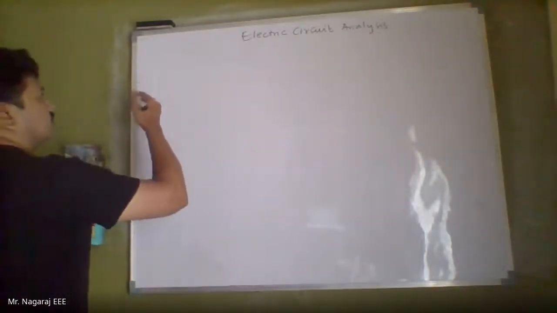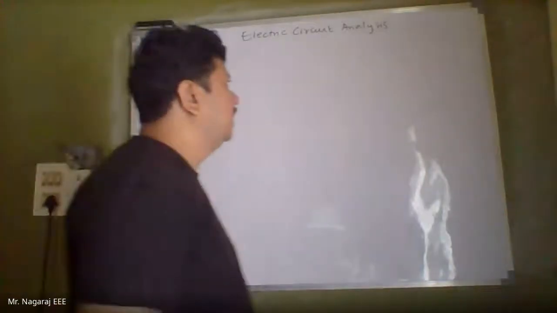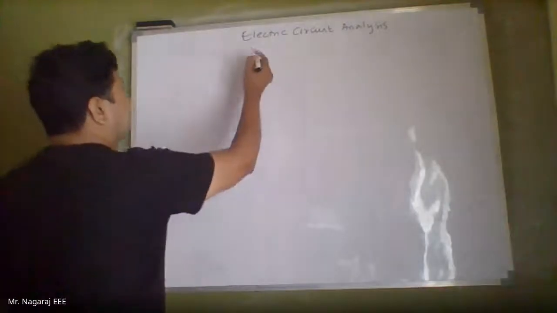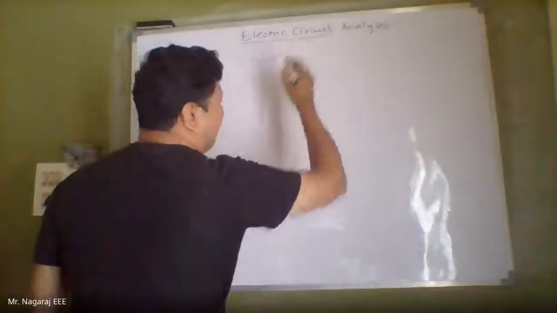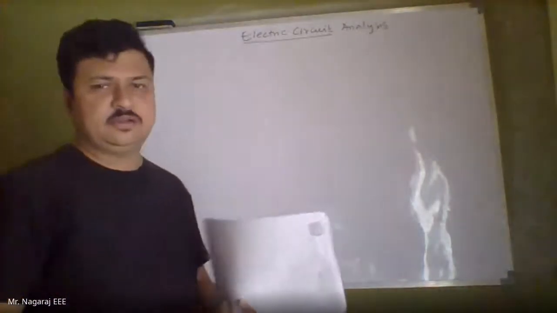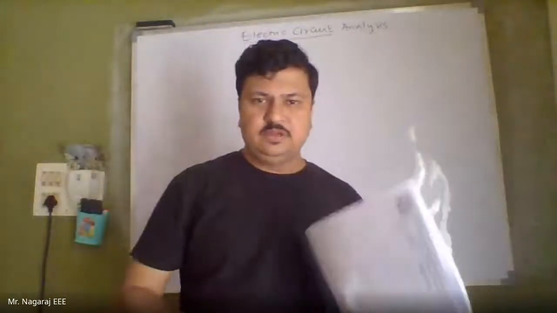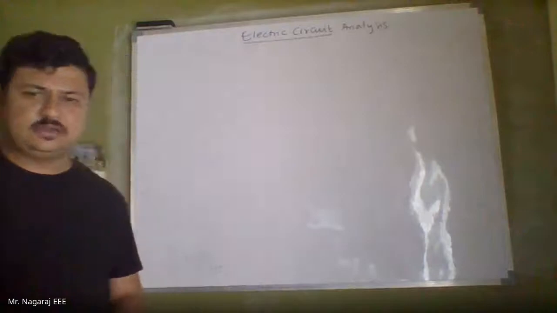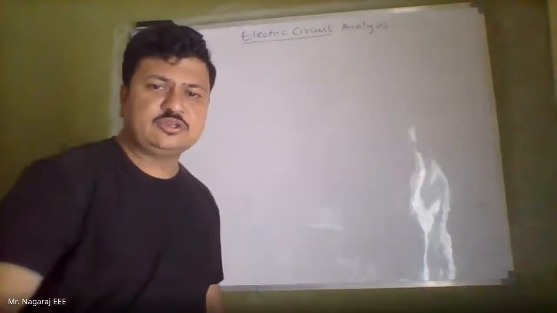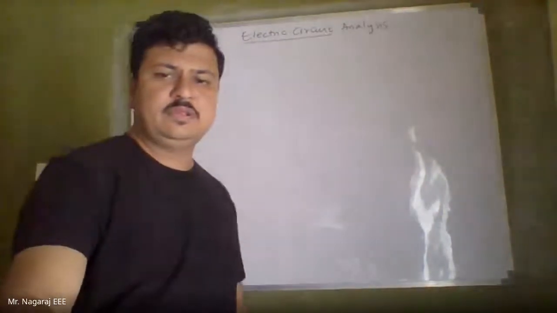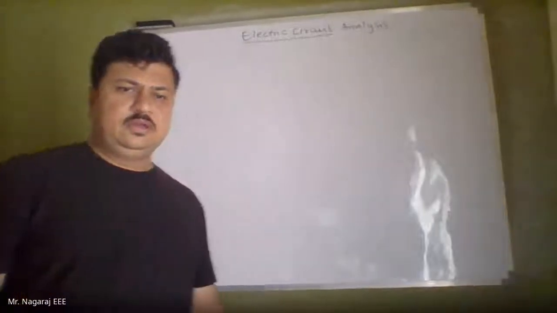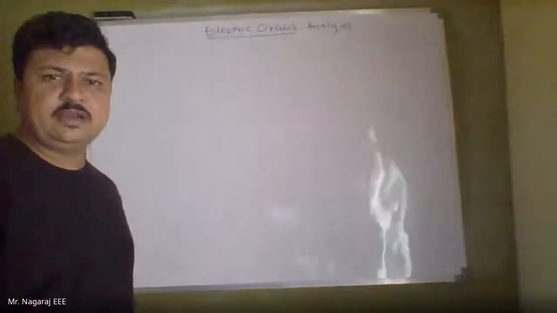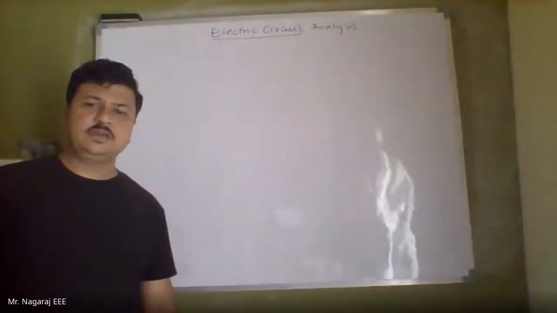So first we will be knowing what is electric circuit. Electric circuit is one that will carry the electric current. Very simple. Now, why does the electric current have to be carried in any circuit? To do some work. Electric current has to be carried in any circuit to do certain work.